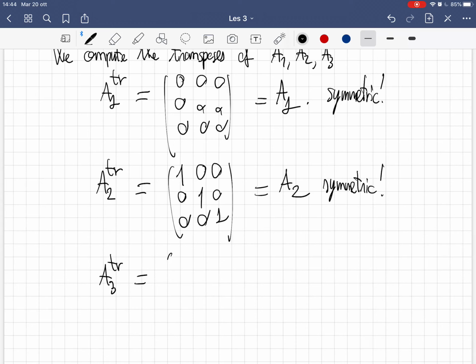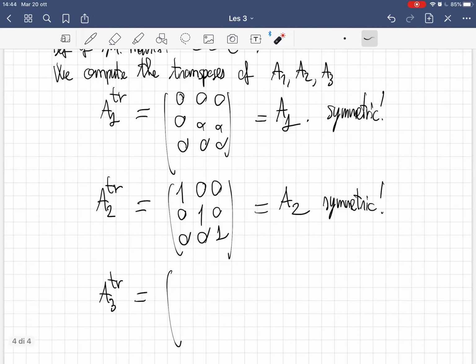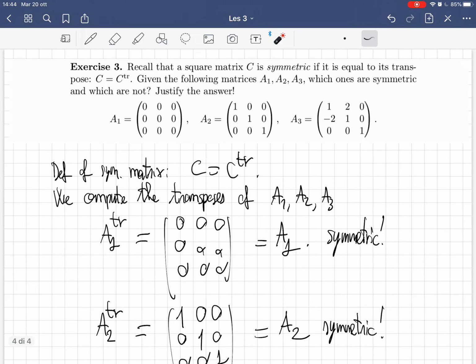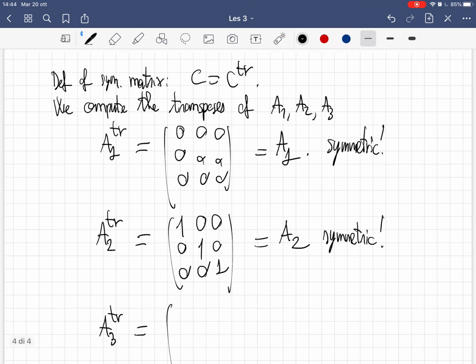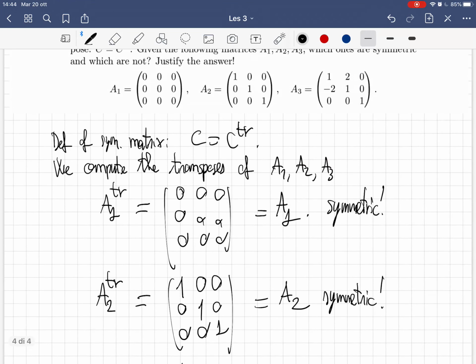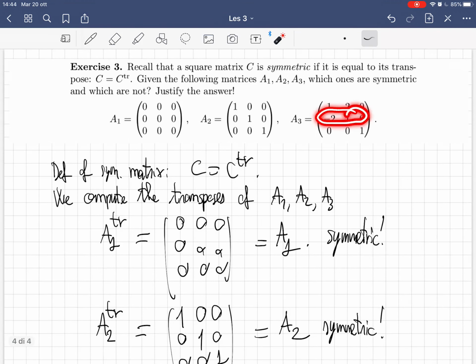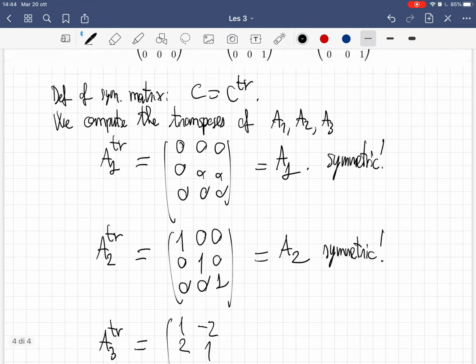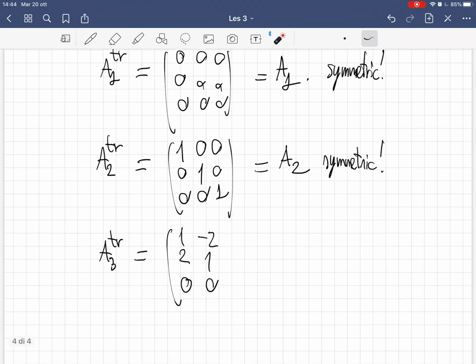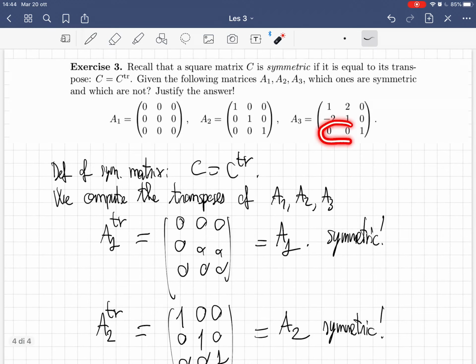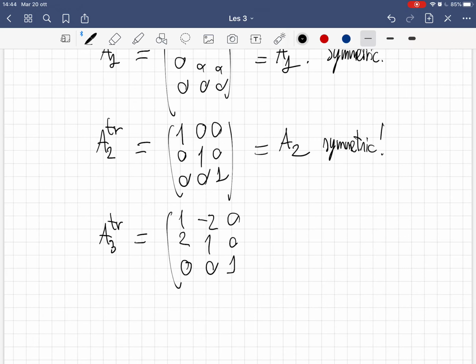Fine. Whereas the last one. So again, this is the first column, and here you put the first row: 1, 2, 0. And the second column is going to be the second row, so minus 1, 1, 0. And finally the last column is going to be the last row, so this is 0, 0, 1.